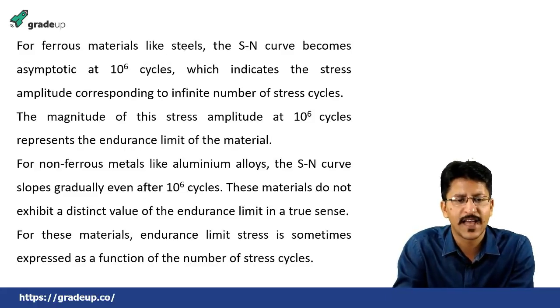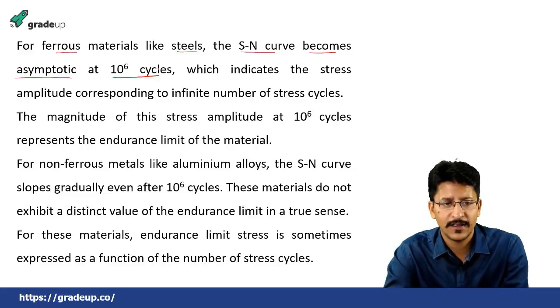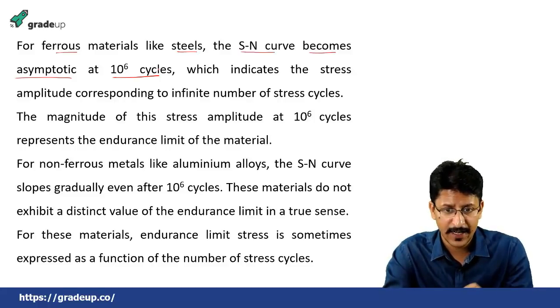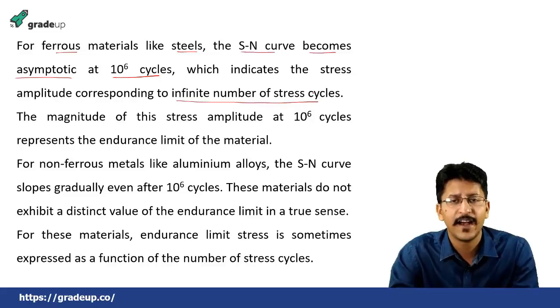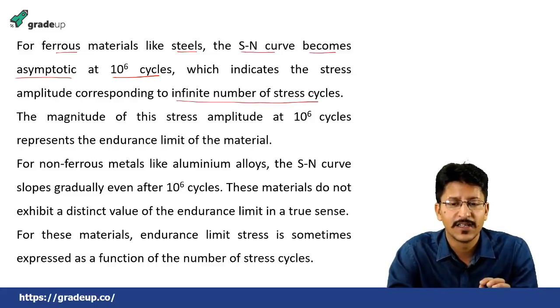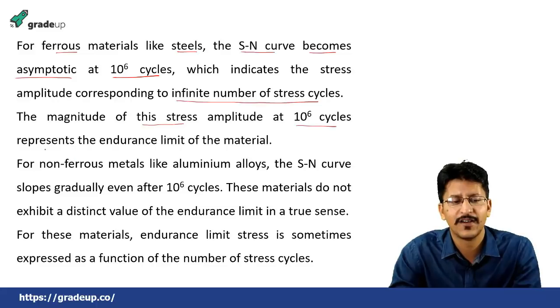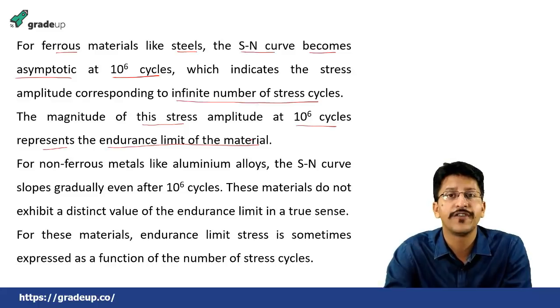For ferrous materials like steels, the SN curve becomes asymptotic at 10 raised to the power 6 cycles. Asymptotic means the curve becomes parallel to the x-axis, the number of stress cycles axis, which indicates the stress amplitude corresponding to an infinite number of stress cycles. That's why the infinite number of cycles has been taken as 10 to the power 6 cycles. The magnitude of this stress amplitude at 10 raised to the power 6 cycles represents the endurance limit of the material. So now you know why that value of 10 raised to the power 6 cycles has been taken for the determination of endurance limit.